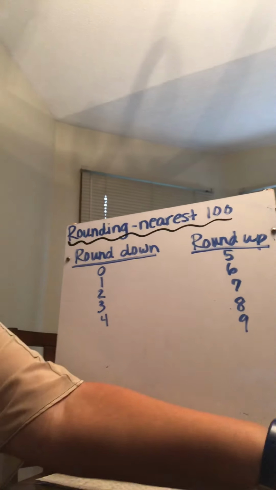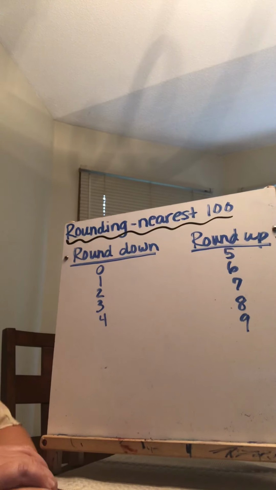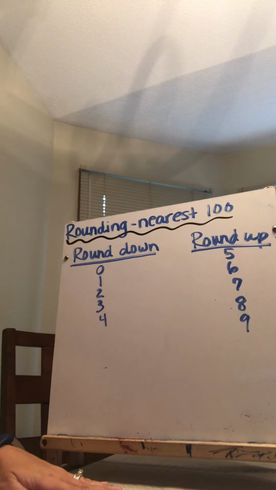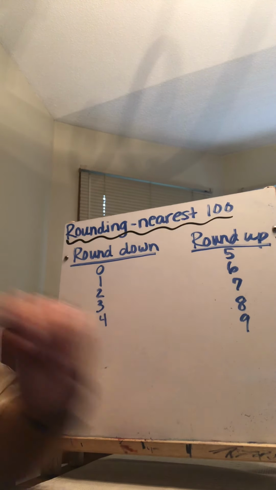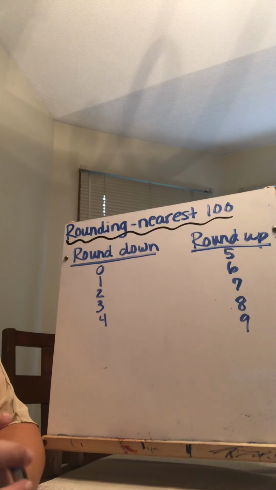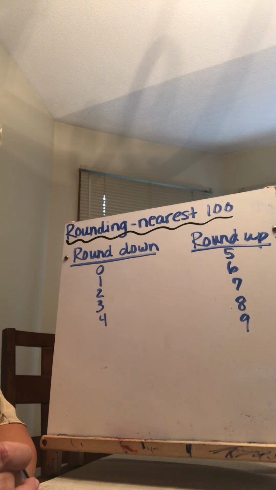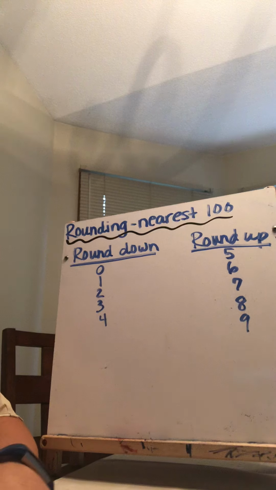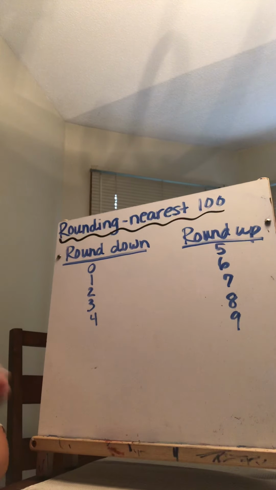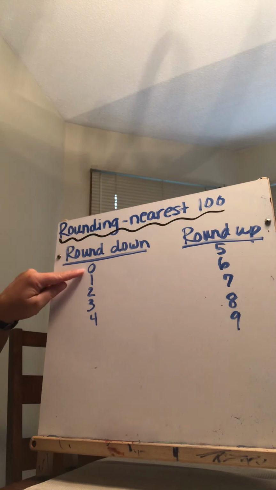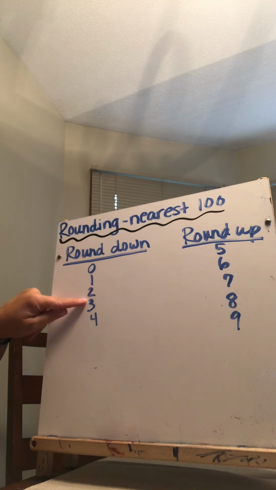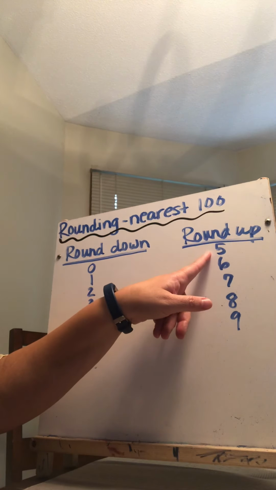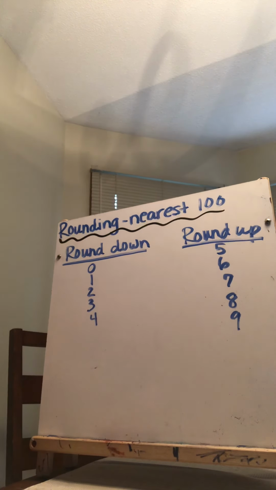So remember, when you are rounding to the nearest 100, you want to look in the tens place. The tens place will tell you if you are going to either round up to the next 100 or you are going to round down to the 100 that it's already in. Remember, if the tens place is a 0, 1, 2, 3, or 4, you're going to round down. If the tens place is a 5, 6, 7, 8, 9, or 10, you're going to round up.